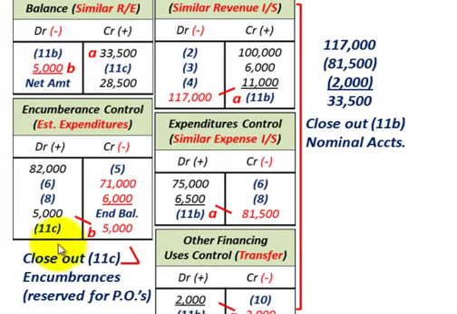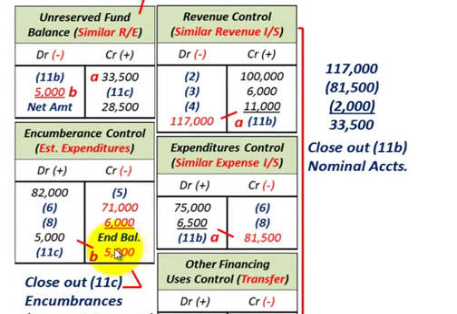And then the last thing is the encumbrances control. That's also going to be closed out to the unreserved fund balance. Those are the encumbrances reserved for the purchase orders that were outstanding. In this case, we had $5,000, so we would close that out, crediting our encumbrances control for $5,000 and debiting, or increasing, our unreserved fund balance by $5,000 for the encumbrances. So the net amount sitting in the unreserved fund balance here is $28,500. Now this all assumes that we started out with a zero balance for the year for all our accounts in our example.